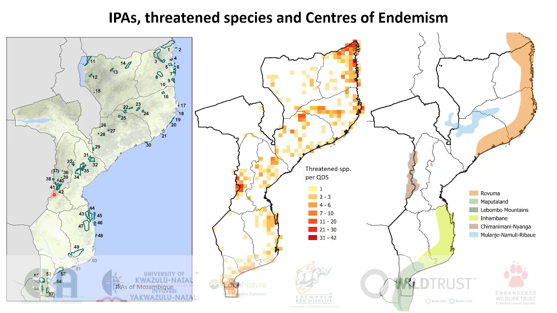The only other region of the country to support a concentration of sites and species that are threatened is around the Cheringoma Plateau and adjacent rift system here in Sofala province in central Mozambique and corresponding to these sites in the IPA network. And interestingly, this may lend support towards recognition of a further local centre of endemism in that region in the future.